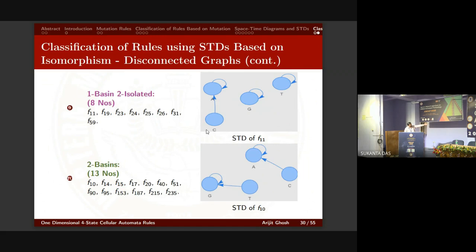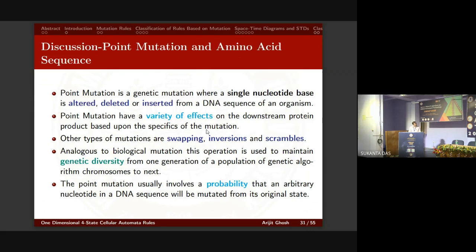Next, I would like to put forth a discussion on point mutation and amino acid sequence. Point mutation is a genetic mutation where a single nucleotide is altered, deleted, or inserted in a DNA sequence of an organism. The point mutation has a variety of effects on the downstream protein product based upon the specifics of the mutation. Other types of mutations are swapping, inversion, and scrambles.